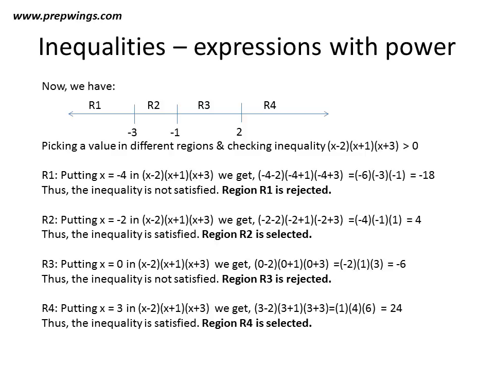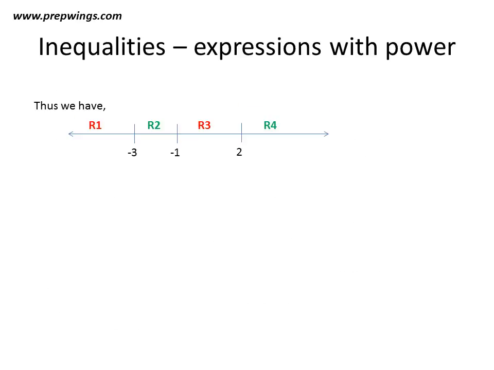Same for R4. What we do is, we take x equal to 3 here, put it in the expression x minus 2 into x plus 1 into x plus 3 to get the result as 24, and 24 is greater than 0. So that means region R4 is selected. So what we have is, R1 is rejected, R2 is selected, R3 is rejected, and R4 is selected.